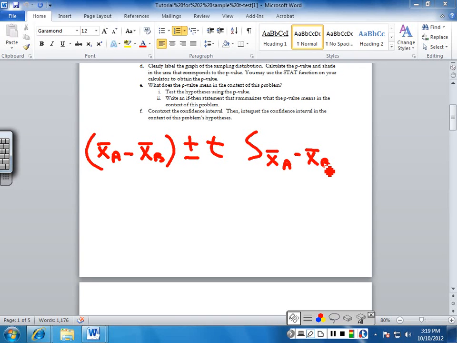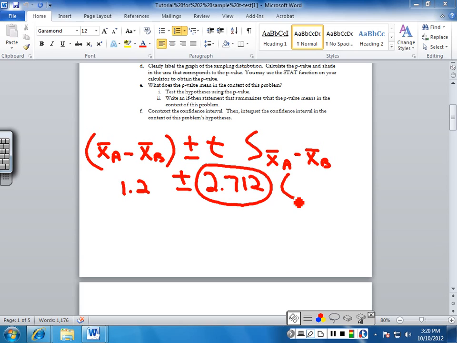And that is 1.2 plus or minus 2.712. Make sure you get this number from the table. That's for 99% confidence in the t table, times the standard error, which was 0.877. So that's minus 1.18 to positive 3.58.